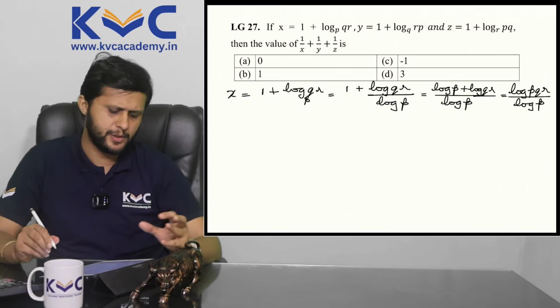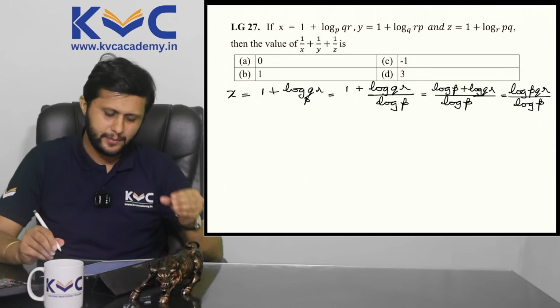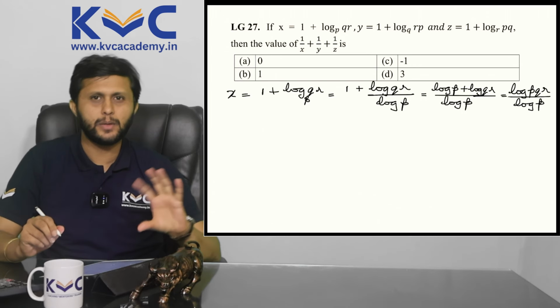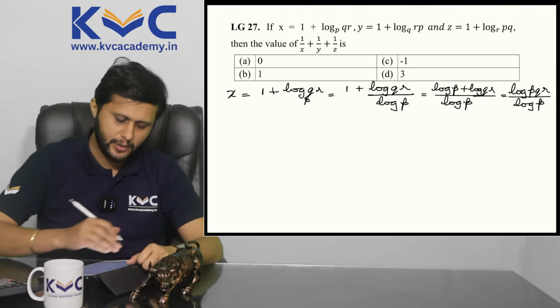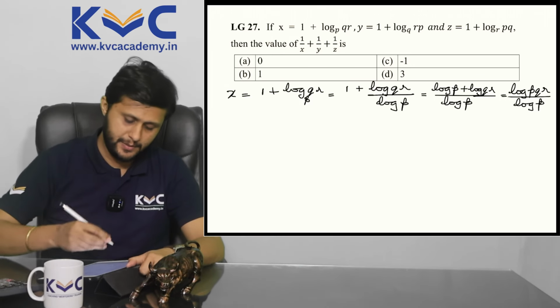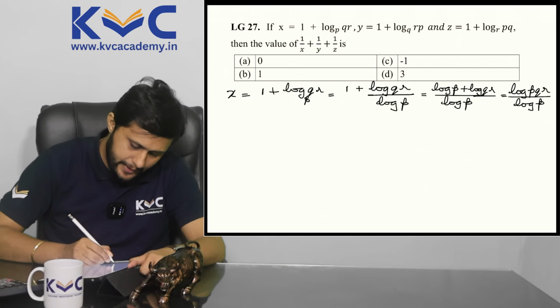See, directly if I substitute it also, we can do it, but then we may solve it in a bigger equation. The calculations get complex. Instead of that, I thought first we'll get the value of X, then the value of Y, then the value of Z, then we will substitute. Okay. So next we'll get the value of Y.